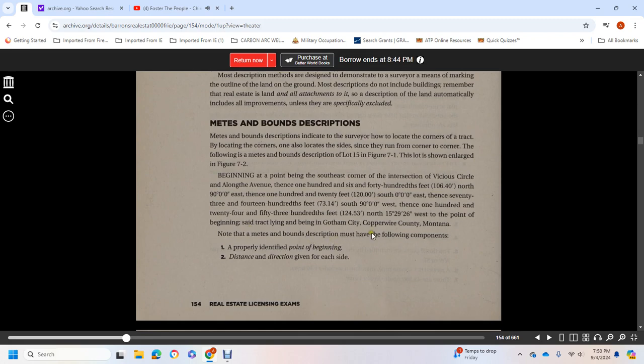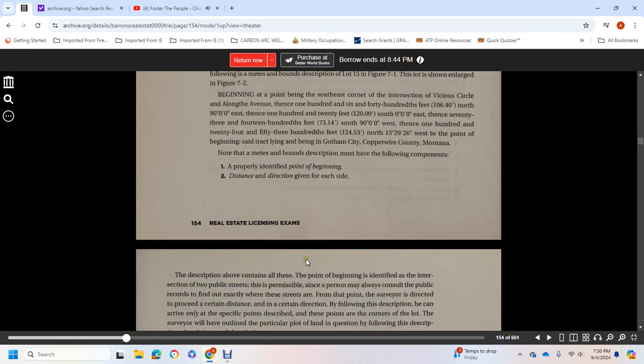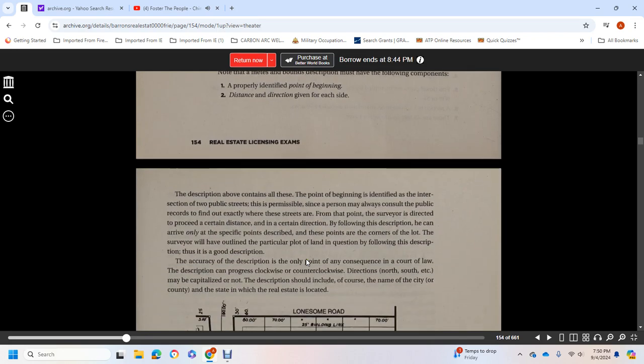Note that metes and bounds descriptions must have the following components: a properly identified point of beginning, and a distance and direction given out for each side. The description above contains all of these. The point of beginning is identified as the intersection of two public streets.